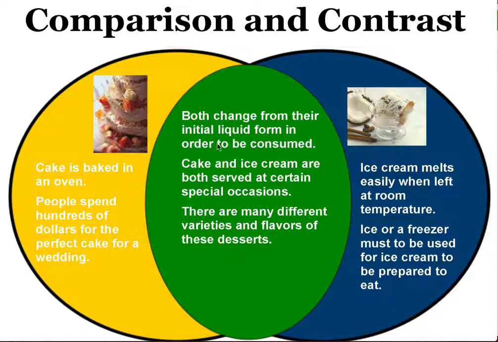But now how are they the same? They're the same because they both change from their initial liquid form in order to be consumed. Cake and ice cream are both served at certain special occasions, and there are many different varieties and flavors of these desserts. So they're showing how this is how they contrast, how they're different, and this is what we get when we compare them. What is the same about both?